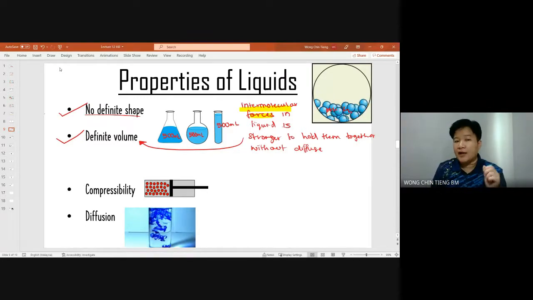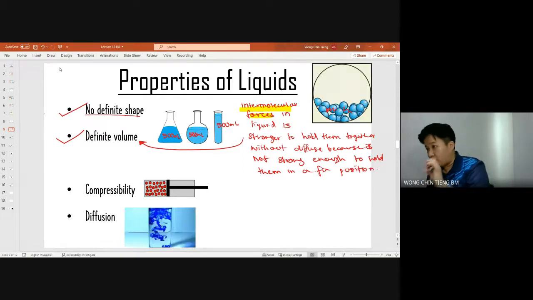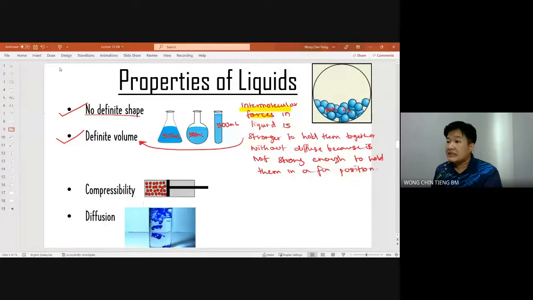But why they won't have a definite shape? Because it's not strong enough to hold them in a fixed position. Daya tarikan liquid kuat, okay, berbanding gas. Tetapi tak cukup kuat macam solid. Sebab tu bila kamu tuang dia ke dalam bekas yang berbeza, bentuk dia akan mengambil bentuk bekas tersebut.